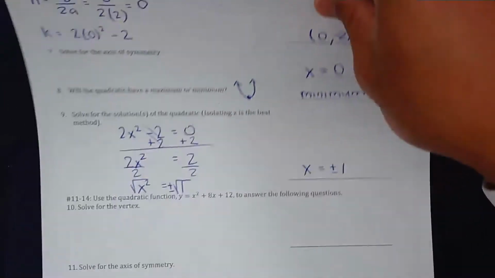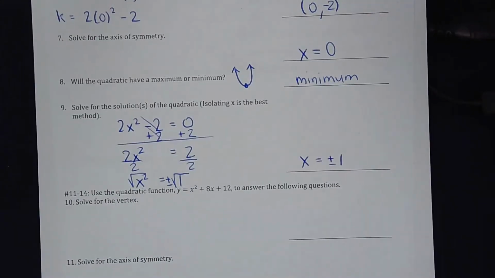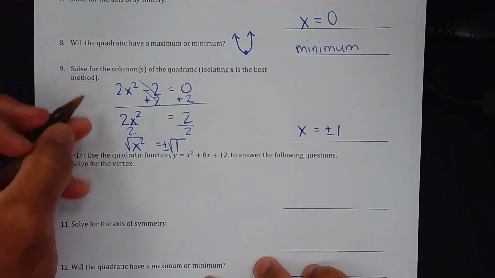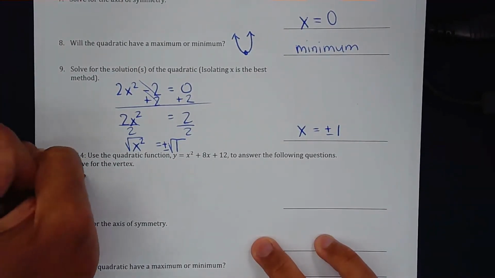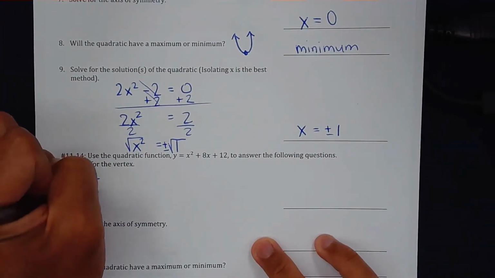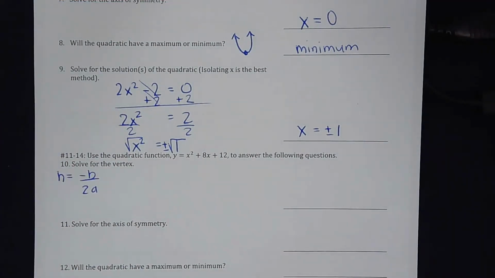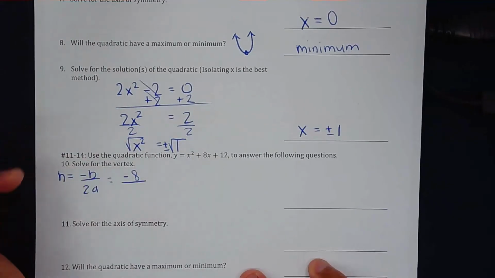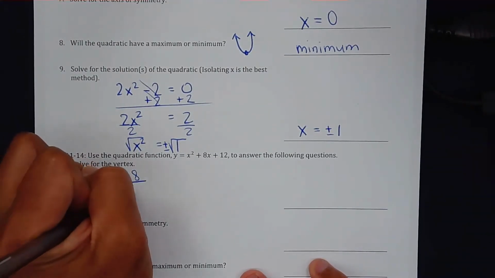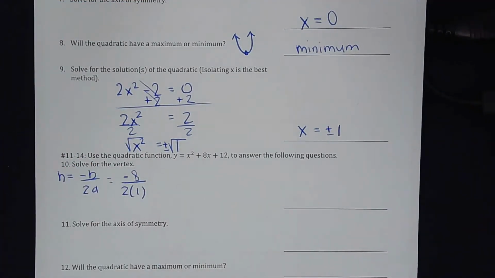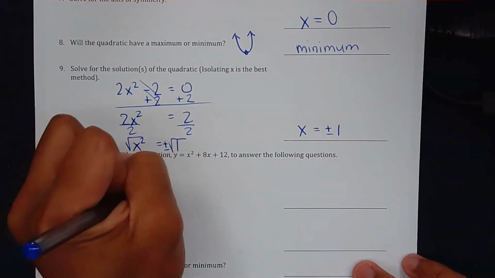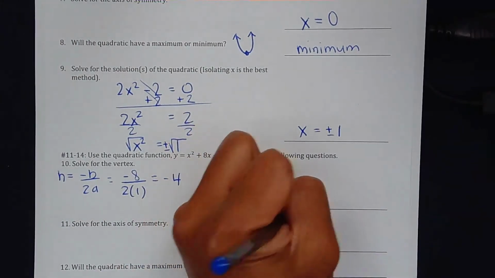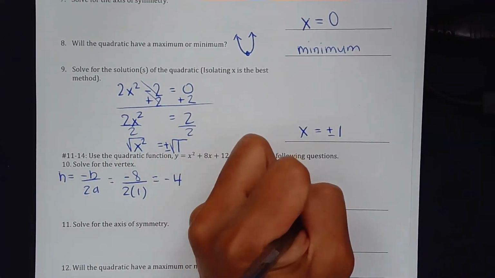All right, questions 10 through 13, literally the same process. We go ahead and use our formula method for the vertex. H is equal to negative b divided by 2a. Our b in this problem is 8. So negative 8 divided by 2 times our a, which is 1. Negative 8 divided by 2 gives us negative 4. So that's the x-coordinate of our vertex, negative 4.